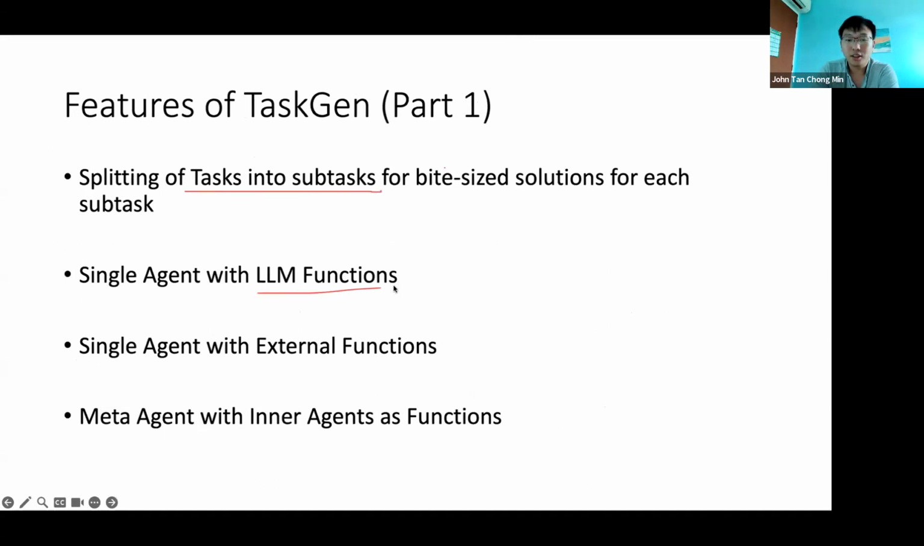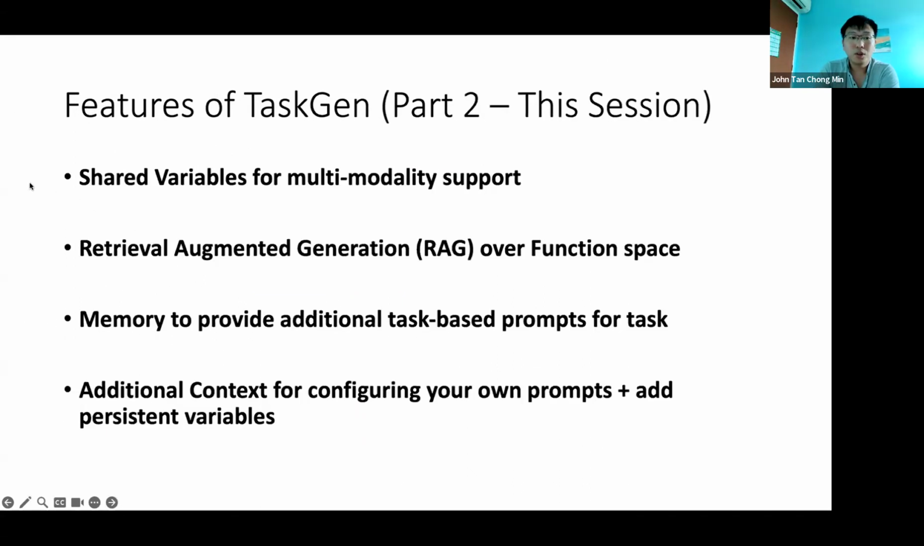Okay, how to assign your functions, be it LLM-based functions, which is using the large language model to generate an output, or you interface with an external function like with the AWS database, maybe. And you can call agents within agents as well. So these are the stuff we went through in part 1. So today we'll be focusing more on the advanced features. And I think these are the features that will make TaskGen more production ready.